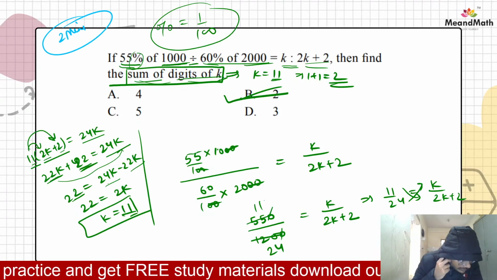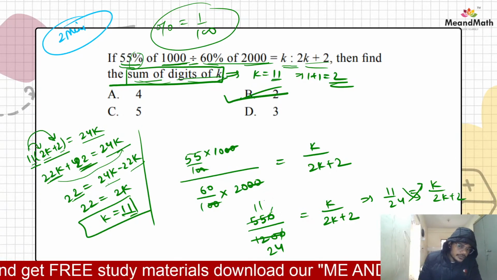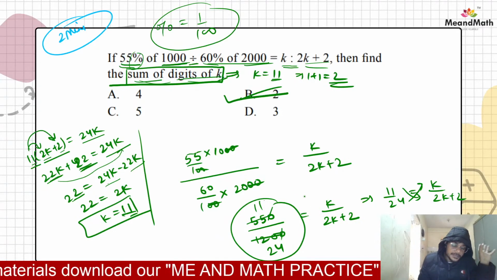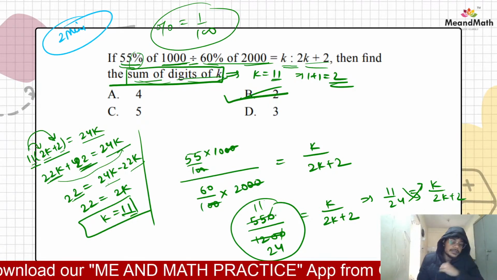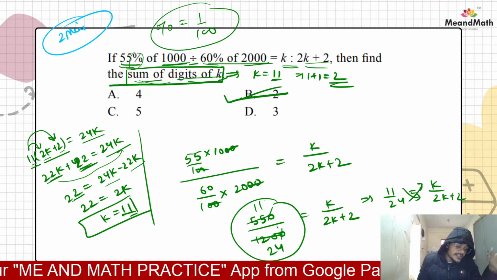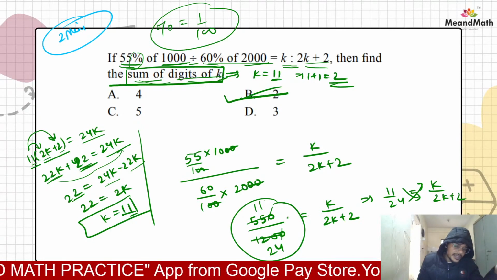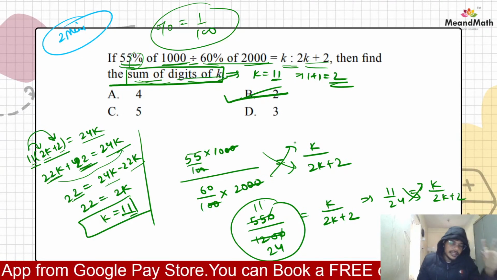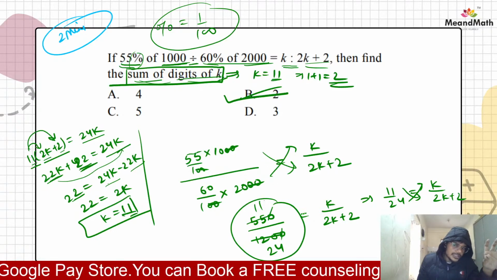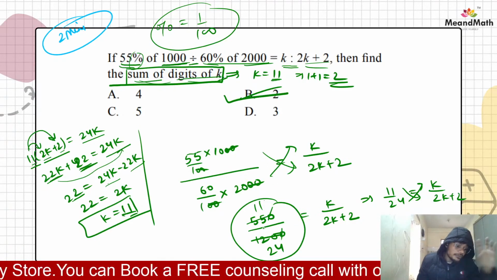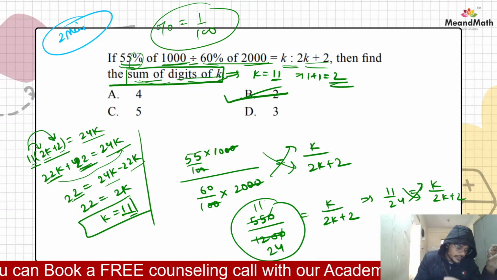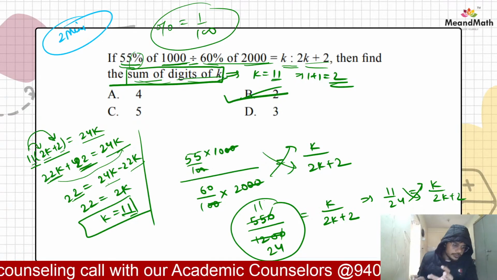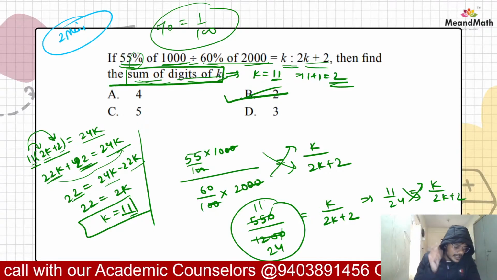Sir, when should we use cross multiplication? Beta, you can use cross multiplication in this case only. But why did I divide this first? Because I have to make this equation simple, right? If you want to use it here, you can use it here also, you can use it anywhere. But if you use cross multiplication here, then there will be big numbers, 550, 1200. You have to do a lot of calculation. That's why I first reduced them to a small factor and then I used the cross multiplication. Is this okay?